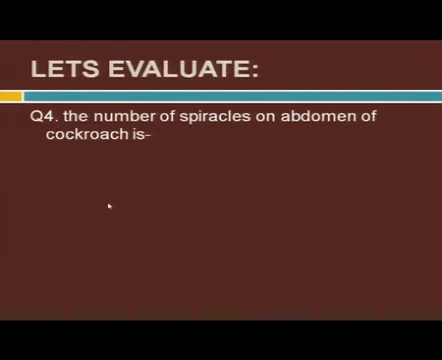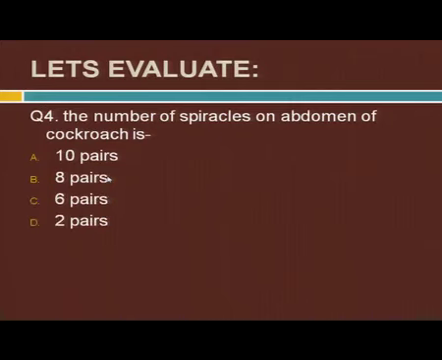Next question. The number of spiracles on the abdomen of cockroach is 10 pairs, 8 pairs, 6 pairs, 2 pairs. So, how many number of spiracles are there in the abdomen of cockroach? It is B, 8 pairs.